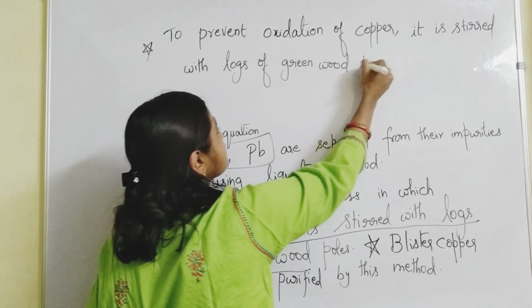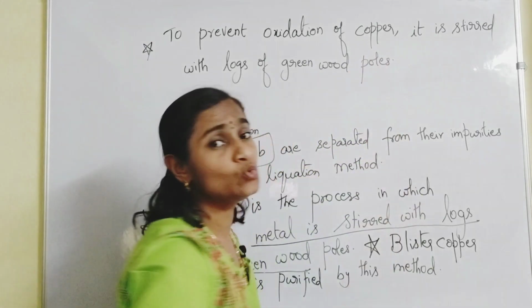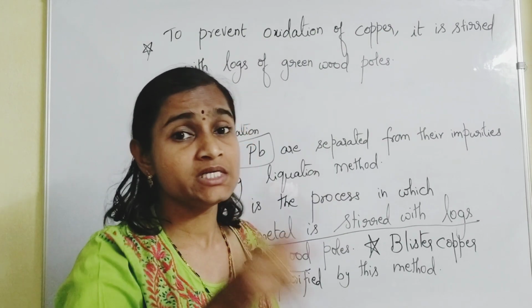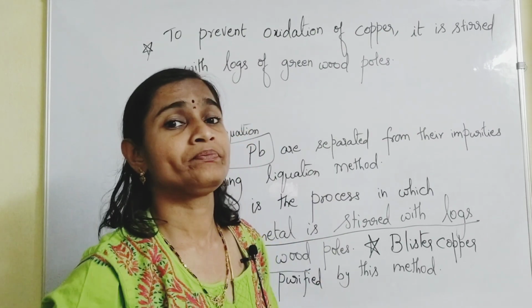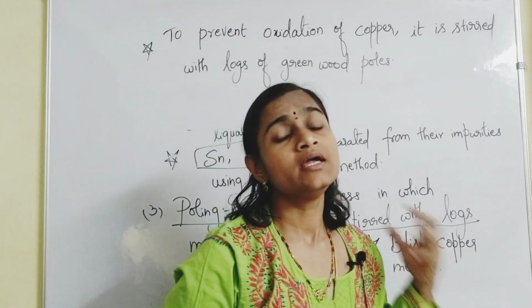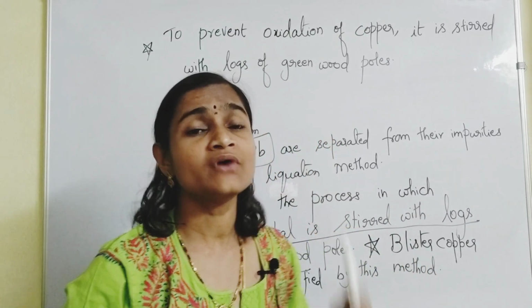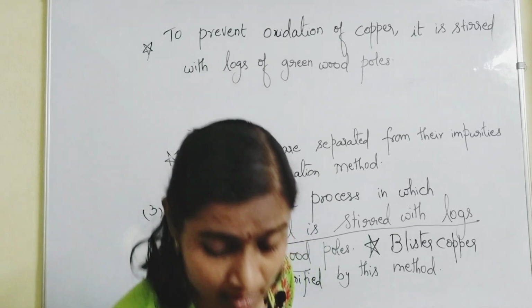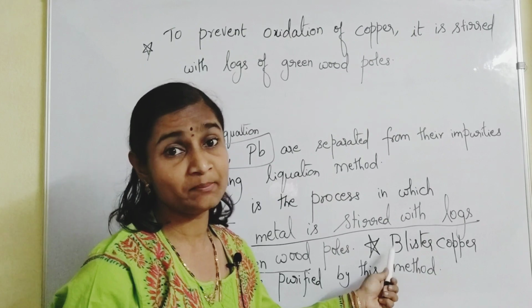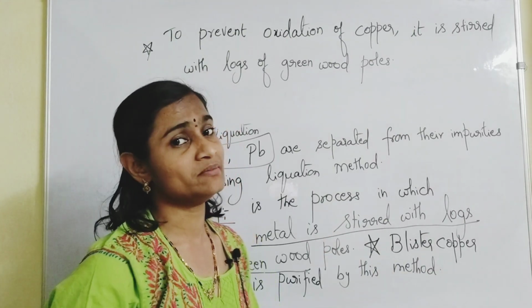Greenwood poles. This point is very important, a 2 marks question. Most of the children will not write it, so please make a note. To prevent oxidation, it is to be stirred with logs of greenwood poles. Right? And next, which metal is purified by this method? Blister copper. Please remember.